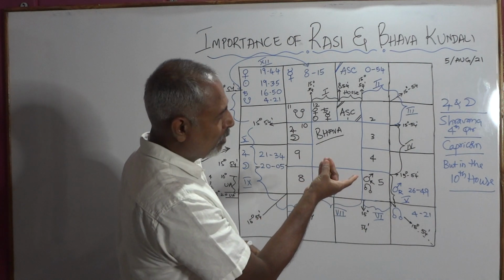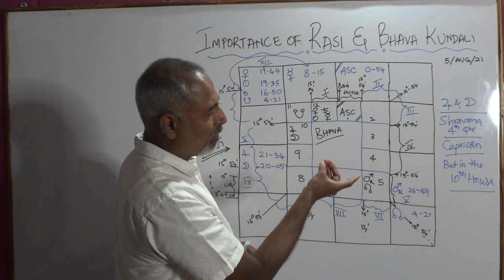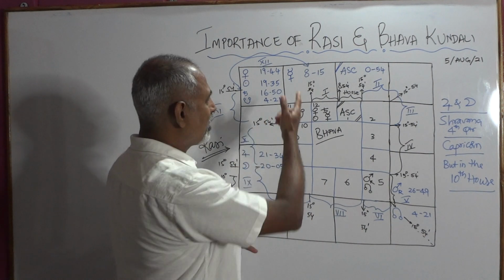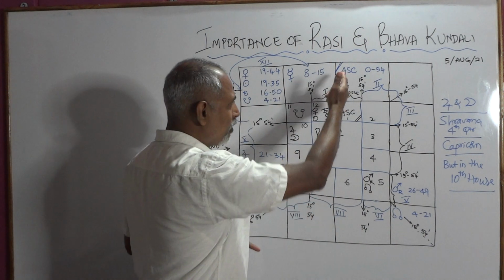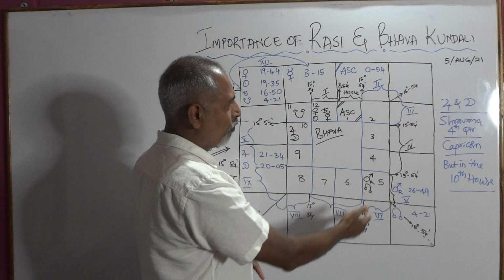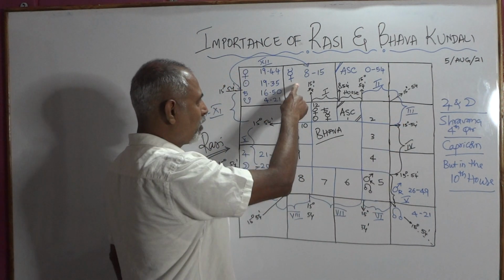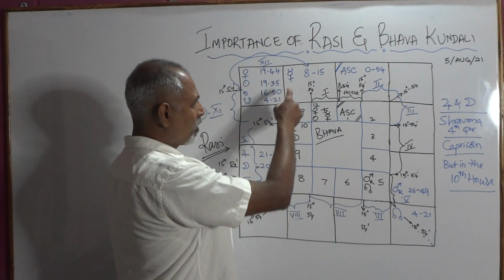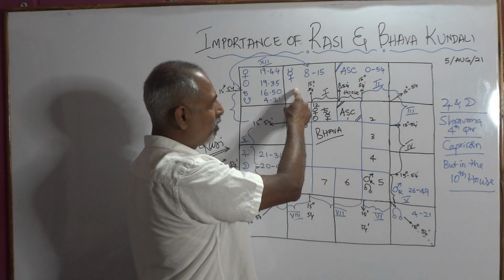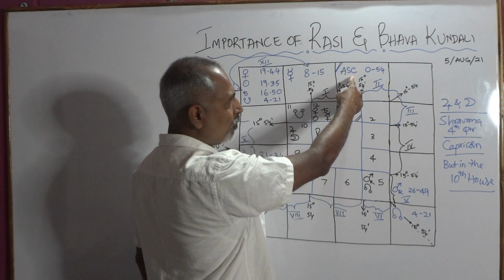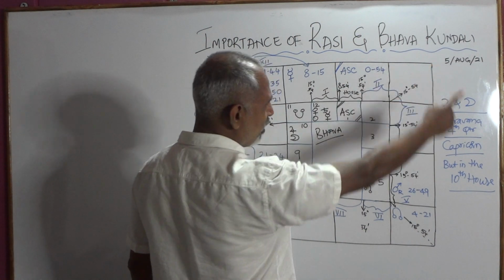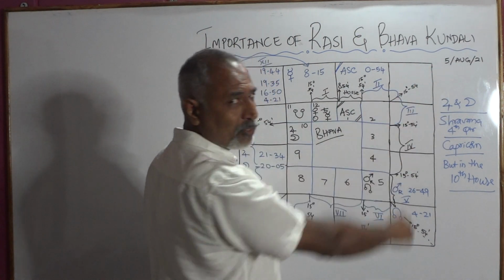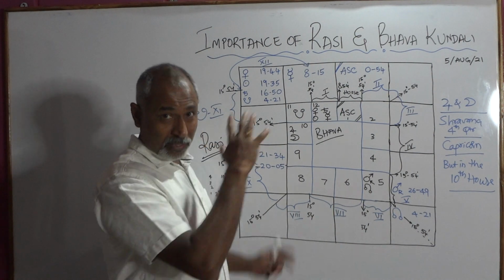I have told you this. First line. And the first line, first pada, that is first amsha falls here. Second amsha falls here. Third amsha falls here. Fourth amsha falls here. That is Shravana 1, Shravana 2, Shravana 3, Shravana 4. That is Shravana Nakshatra 3 degrees 20 minutes. Shravana Nakshatra 6 degrees 40 minutes. Shravana Nakshatra 10 degrees. Shravana Nakshatra 13 degrees 20 minutes. That is only for Shravana Nakshatra I am telling.